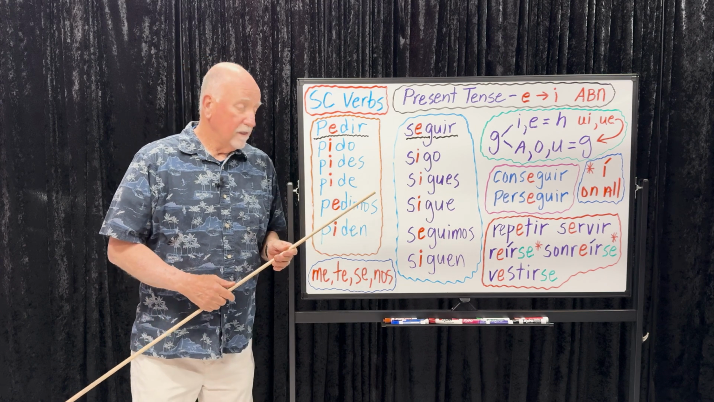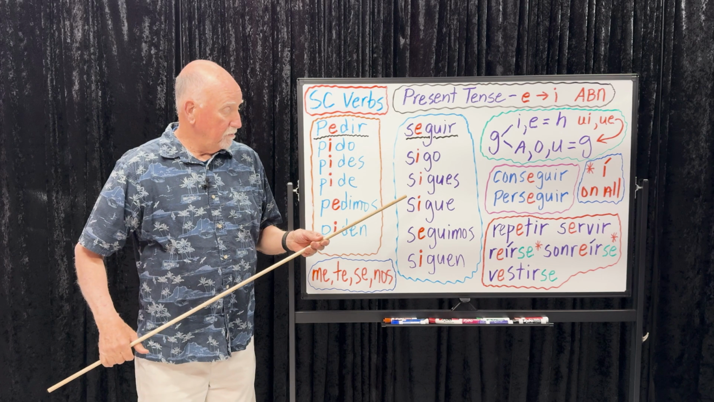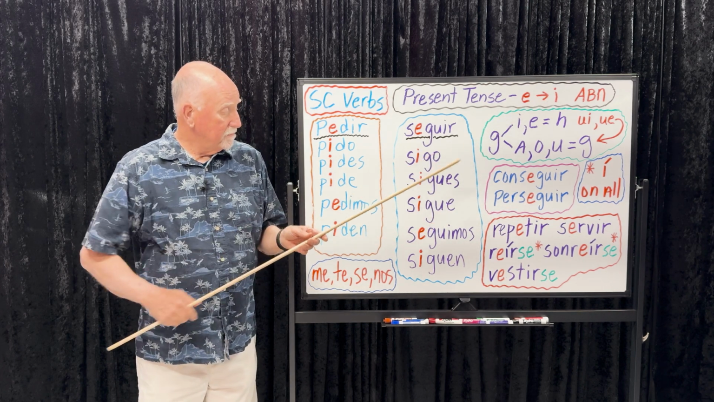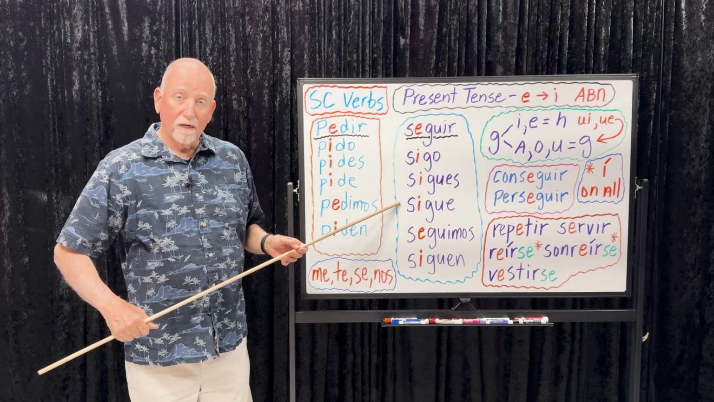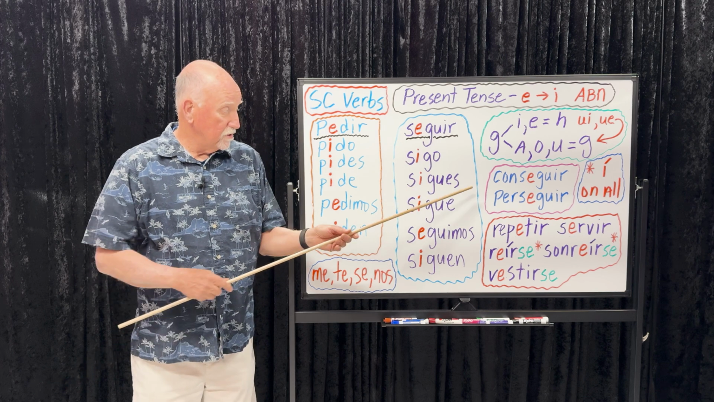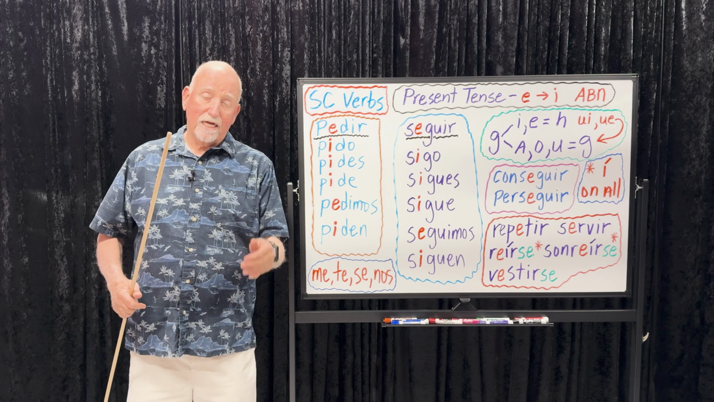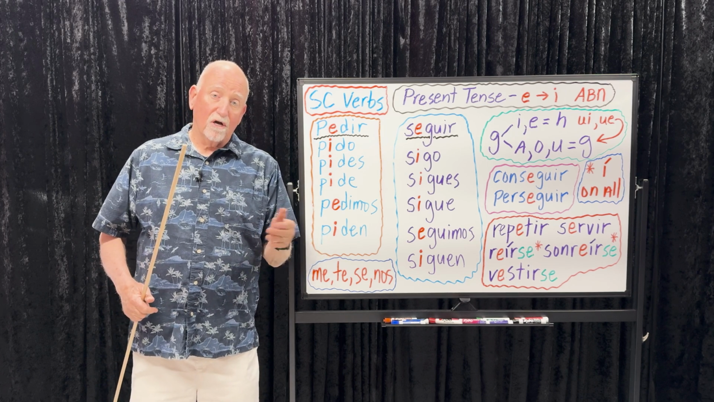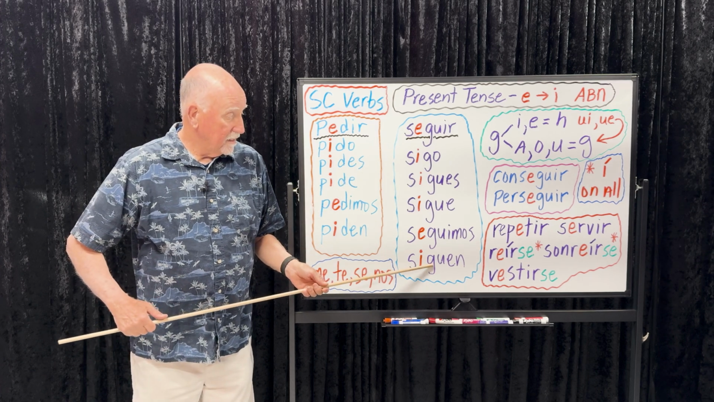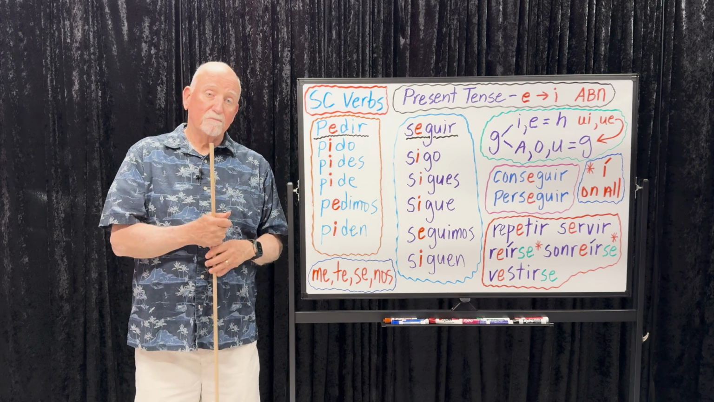Perseguir, the police pursues the criminal. La policía, we got to change the E to I. Persigue, just put a P-E-R in front. La policía persigue al criminal. We pursue, we chase, perseguimos. Cats chase dogs, or dogs chase cats. Los perros persiguen a los gatos, or los gatos persiguen a los perros.